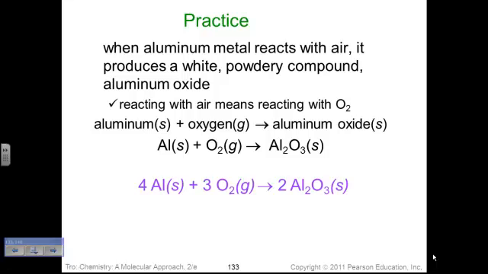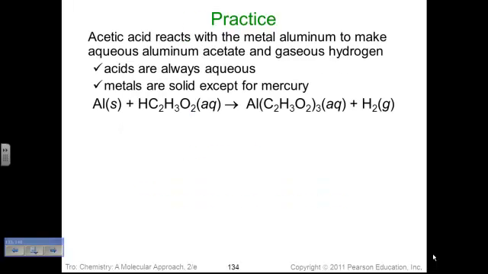3 oxygens on the right and 2 on the left are going to have to turn into 6s to get them to balance. To turn those into 6s, we place a 3 in front of O2 on the left side and 2 in front of the aluminum oxide on the right. Backing up to the original aluminum, we place a 4. We've now created a balanced chemical equation of aluminum metal combining with oxygen to form aluminum oxide.